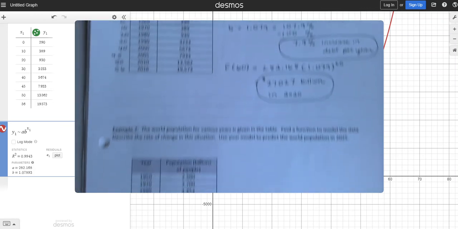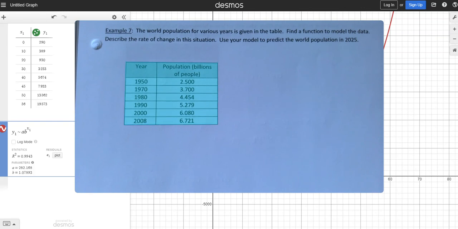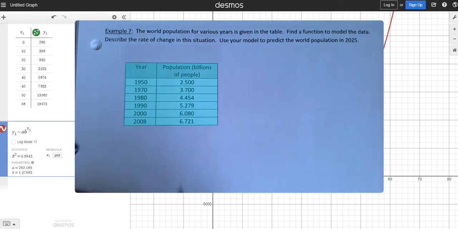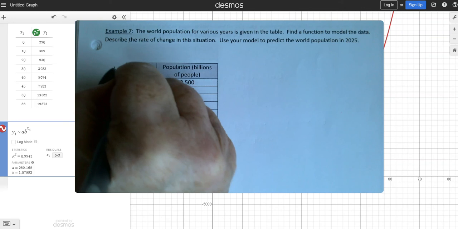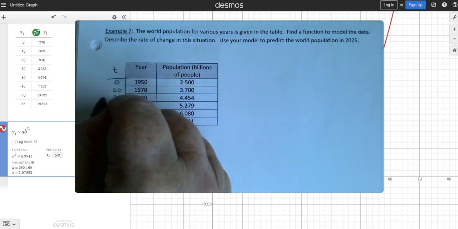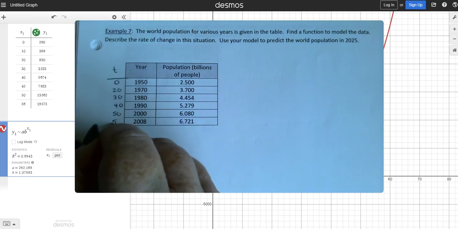All right, one more here. This time we're given a world population table, and we want to find a function to model the data, and again, describe the rate of change and predict the world population, this time in 2025. So I'm going to go ahead and let my starting year here be 1950. And I got 20, 30, 40, 50, and 58.